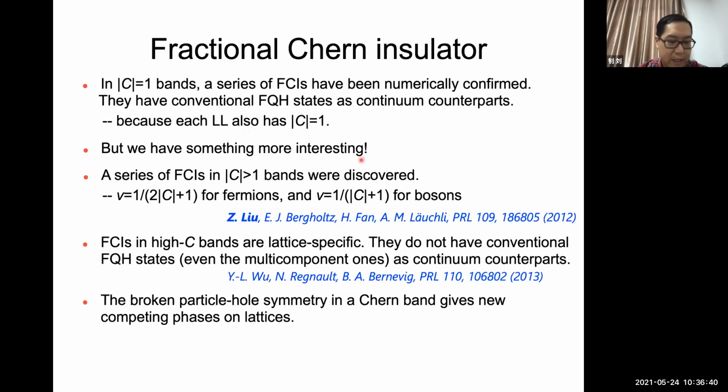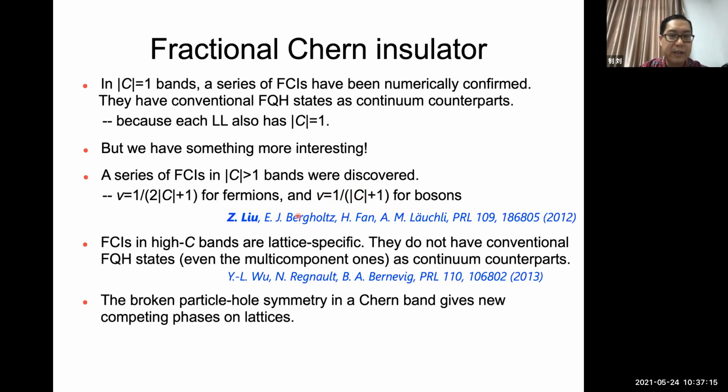As I said before, one notable difference between Bloch bands and Landau levels is that Bloch bands can carry high Chern number, and we can also find a series of fractional Chern insulators in high Chern number bands. For example, in one of my papers, I found fermionic fractional Chern insulators at filling 1/(2C+1) in high Chern number bands. Here C is the band Chern number, and for bosons, these states exist at filling 1/(C+1).